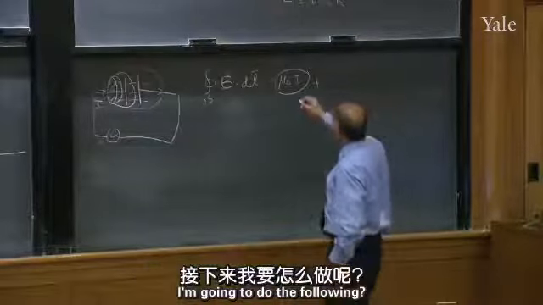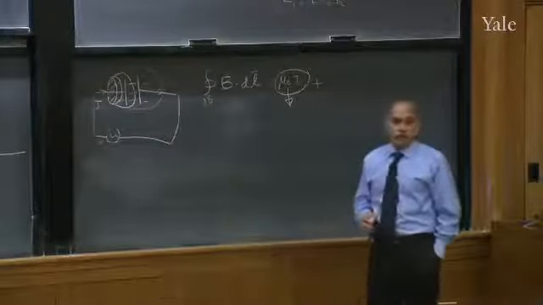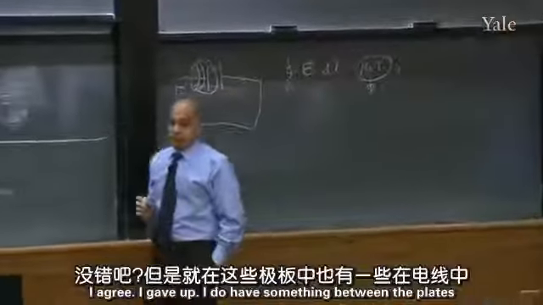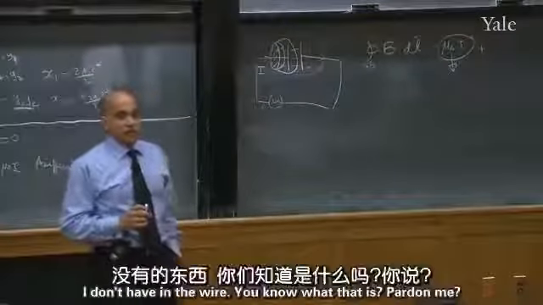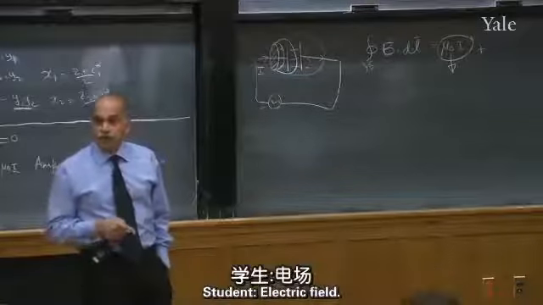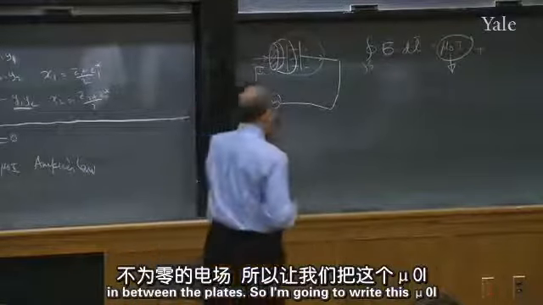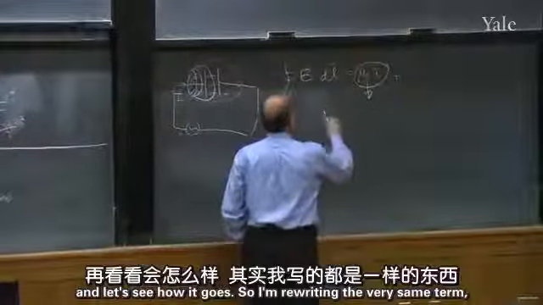I'm going to do the following. I'm going to rewrite this as follows. You see, in the region between the plates, I have no current. I agree. I give up. But I do have something between the plates I don't have in the wire. You know what that is? Electric field. You have an electric field. There's something non-zero in between the plates. So I'm going to write this mu 0 I somehow in terms of the electric field between the plates, and let's see how it goes.